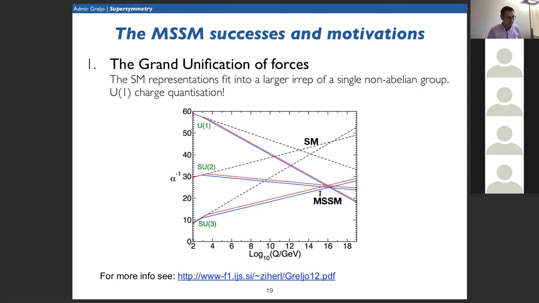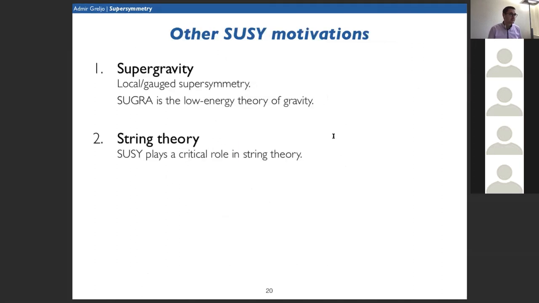I was really fascinated by this subject during my PhD, and this is a link to my homework from 2012 on the subject of grand unification. So the MSSM really has many nice features.